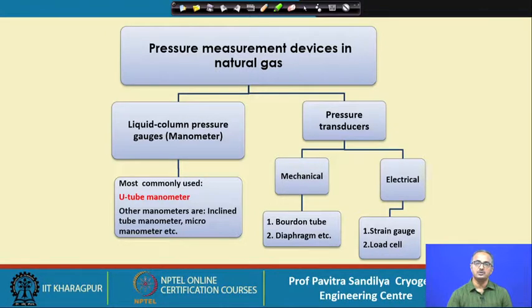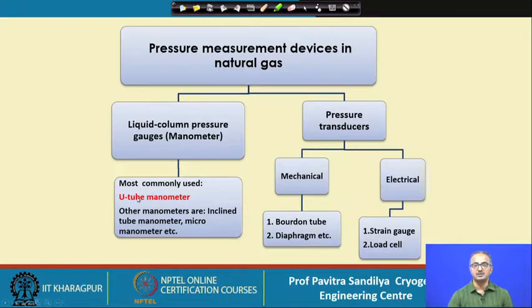Now we shall be looking into a few types of the pressure measuring devices which are related to natural gas processing. So broadly, all the measuring devices for pressure are divided into two types. One is the liquid column measuring gauges, and the other is the pressure transducer. Generally, the liquid column pressure gauges incorporate some kind of fluid, and this particular liquid column pressure gauge is also called manometer, and there are various types of manometers available depending on the pressure ranges we need to measure.